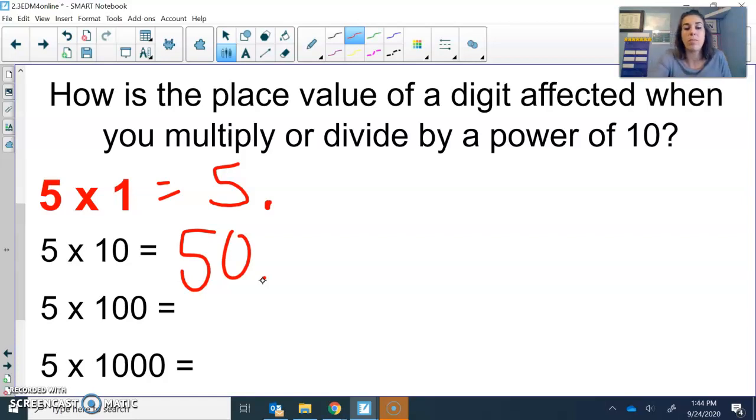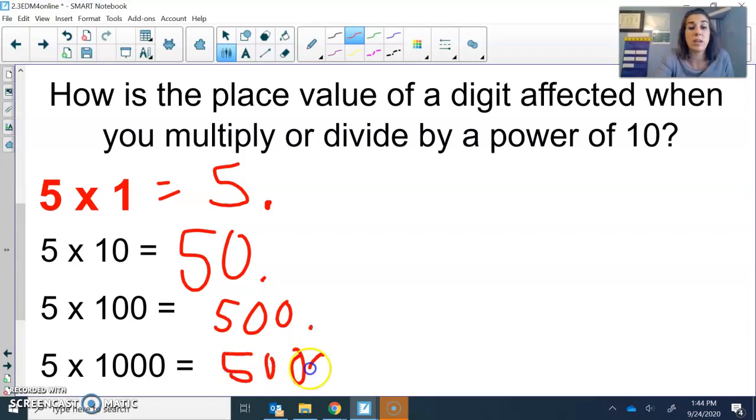Let's look at another one. 5 times 100. 5 times 100 is 500. How did that decimal point move? Now we have 5 times 1,000. 5 times 1,000 is 5,000. You guessed it. How did that decimal point move?